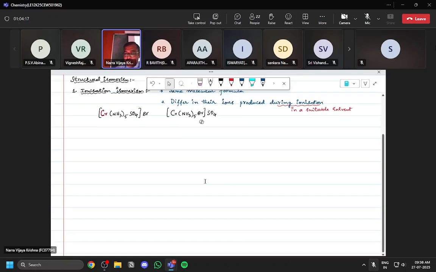So both have the same molecular formula but differ in their ions. So this will furnish sulfate ions, whereas this will furnish bromide ions. That's why we call them ionization isomers. Any questions in this online? Do you have any questions, sir? No, sir. Next, linkage isomerism.